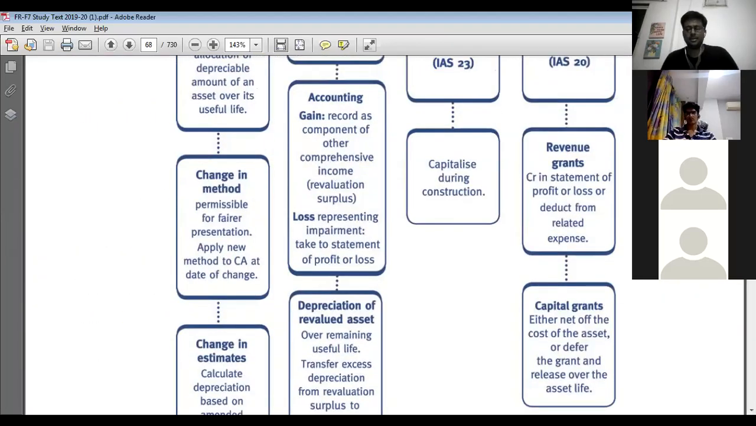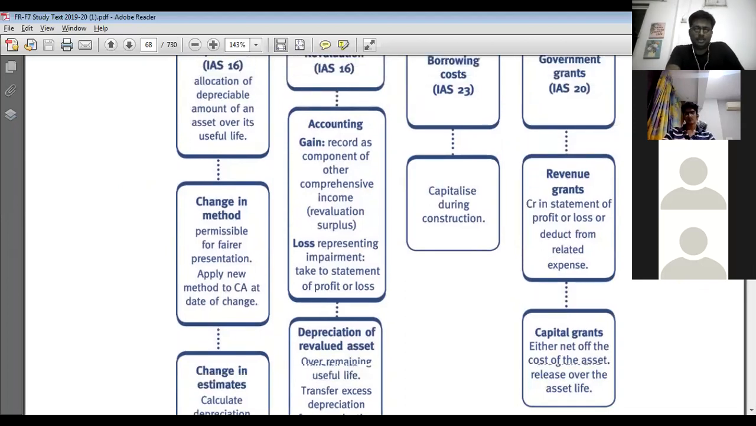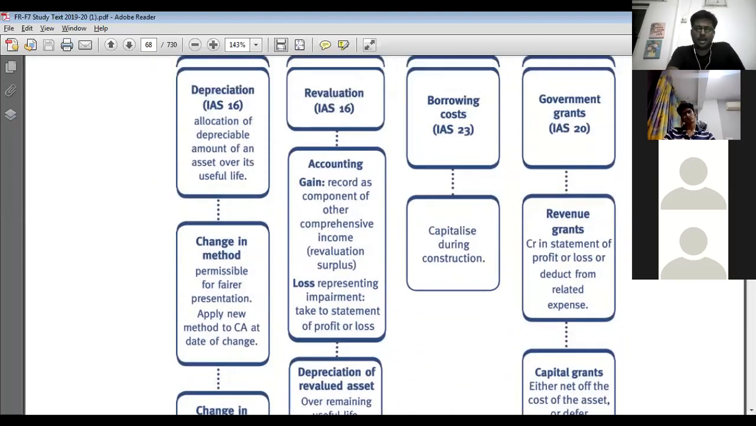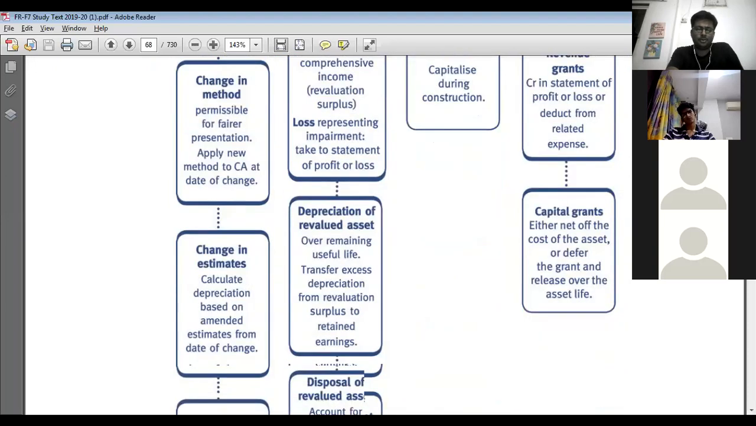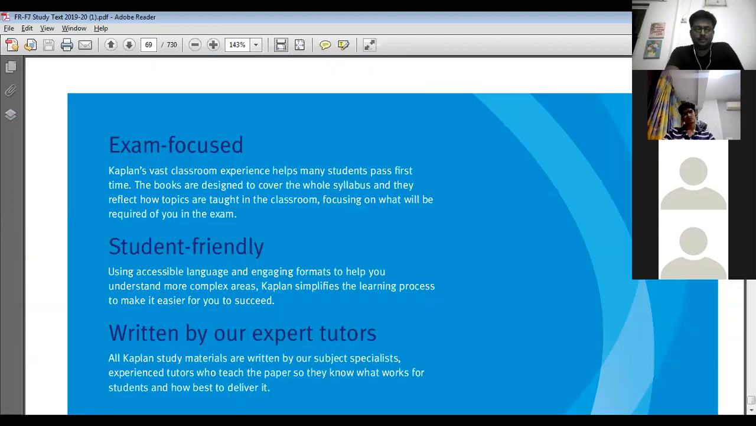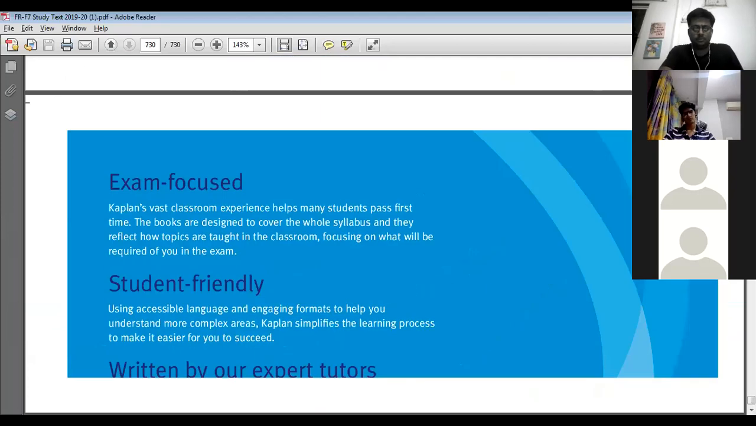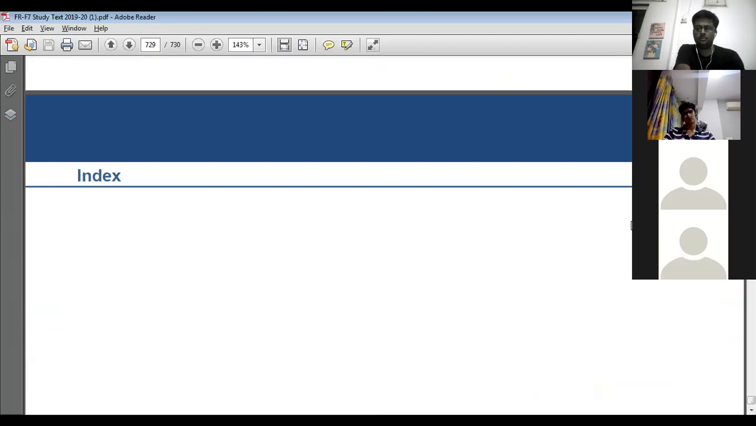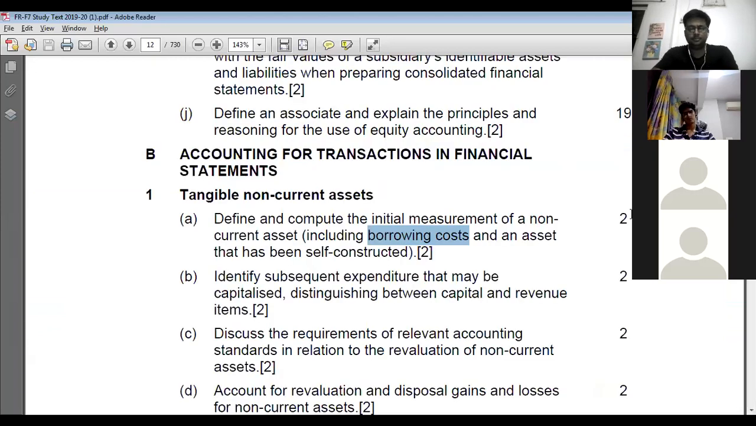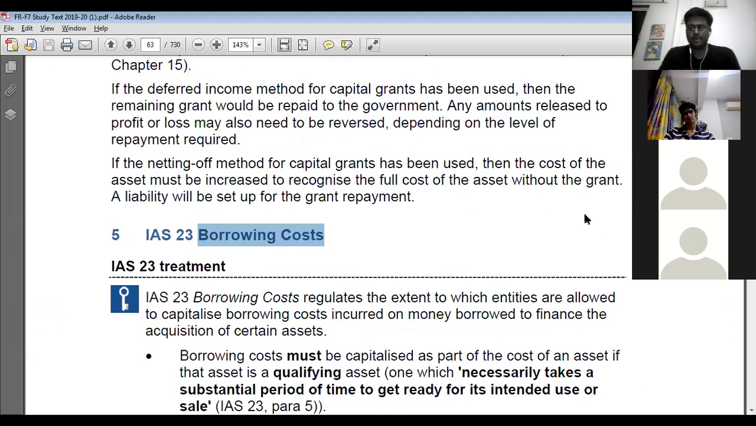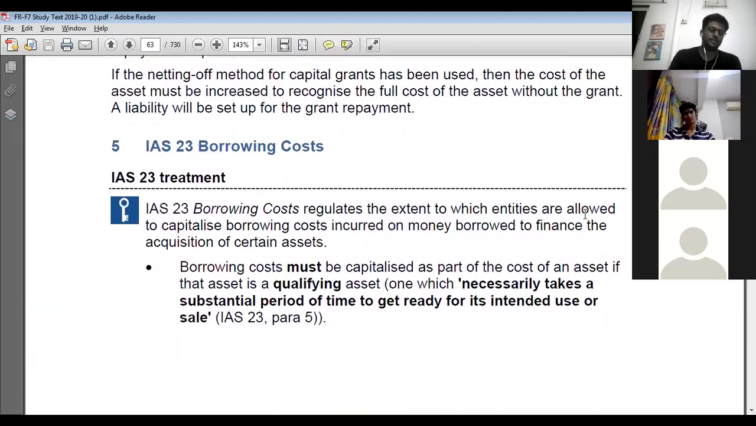So this is all about investment property. So we have finished IS 16 and IS 40. Now let's go for the IS 23, that is borrowing cost. Very small standard, but technically it is important. Very few things that we need to keep in mind.